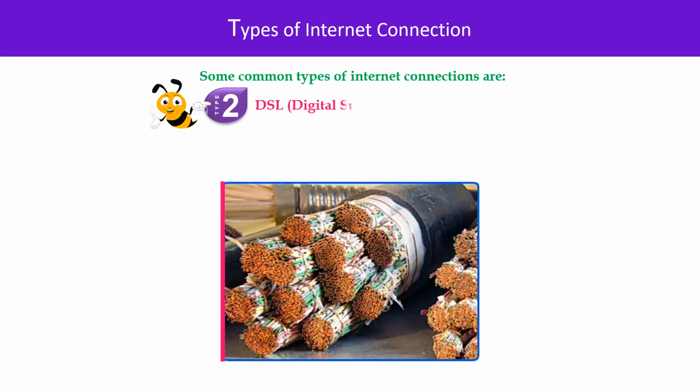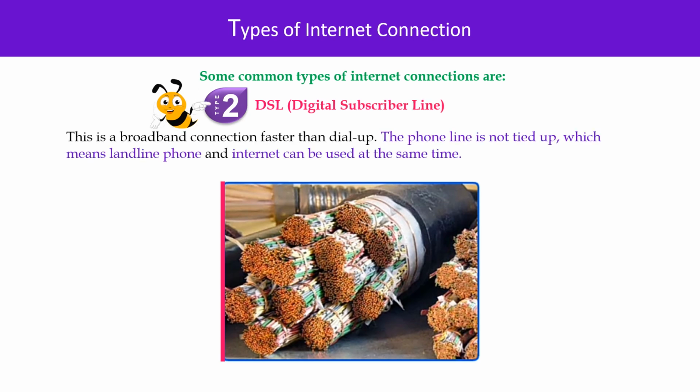Type 2, DSL or digital subscriber line. This is a broadband connection faster than dial-up. The phone line is not tied up, which means landline phone and internet can be used at the same time.